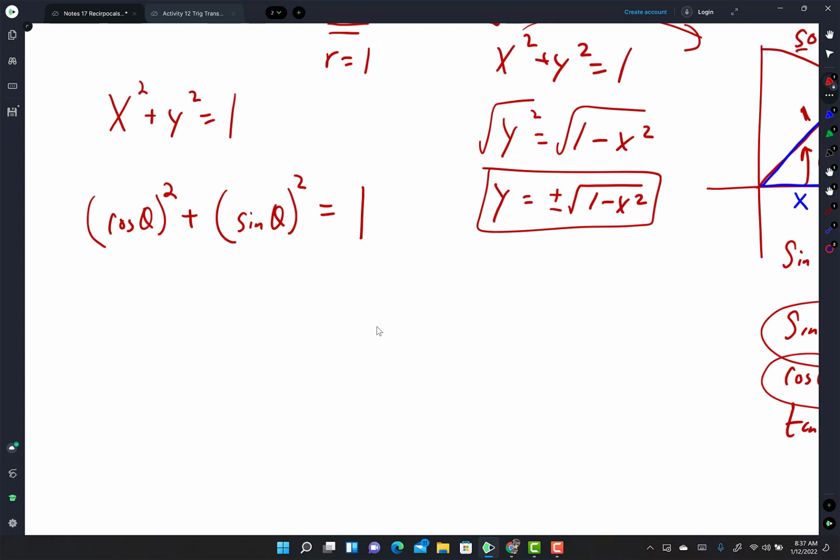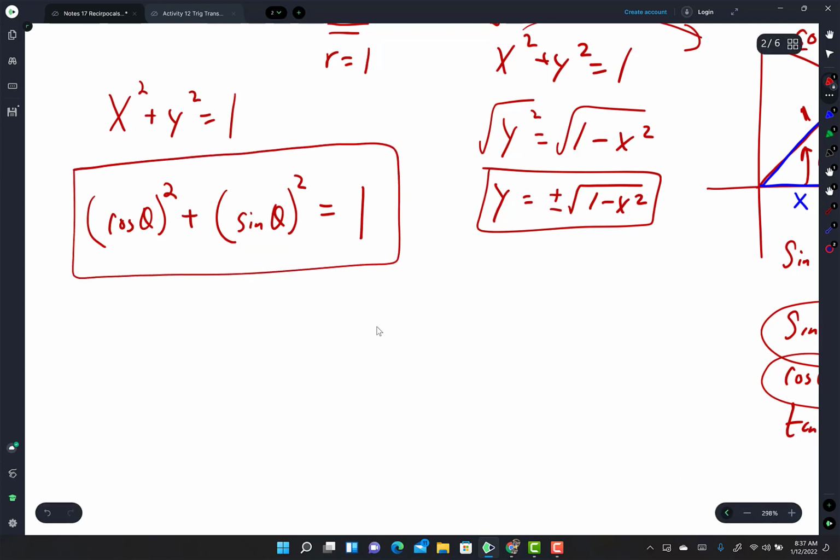Are we okay? All right. This is the most important Pythagorean identity. And we're going to lock it into memory right now forever.